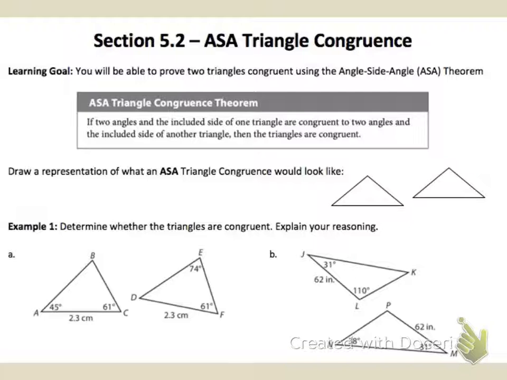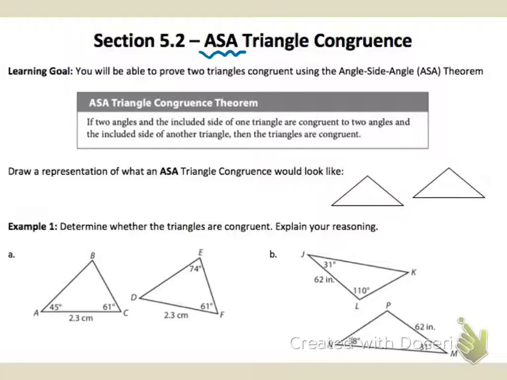But to use this theorem, they have to be specifically 2 angles and the side that is between them. So there was a reason why they positioned them like this, A, then S, then A. It has to be 2 angles in each triangle, and then the side that's between those 2 angles. And if you meet that criteria, then that's enough to say the triangles are congruent.